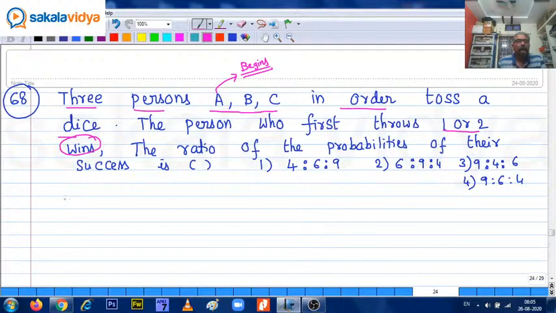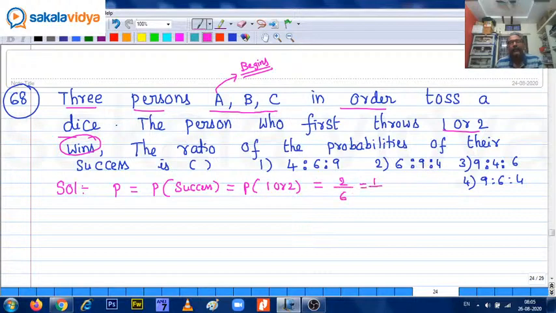Now, solution. P is the probability of success. Probability of success means probability of getting one or two when a dice is rolled. Two cases out of six. That will be 1/3. Probability of failure, P plus Q is equal to 1. We know Q is equal to 1 minus P, 2/3.